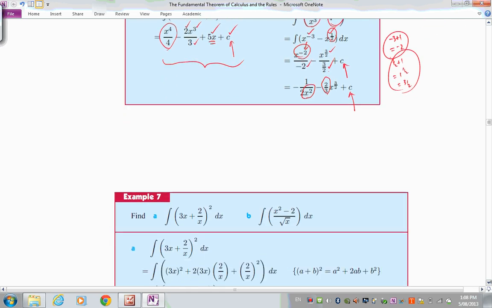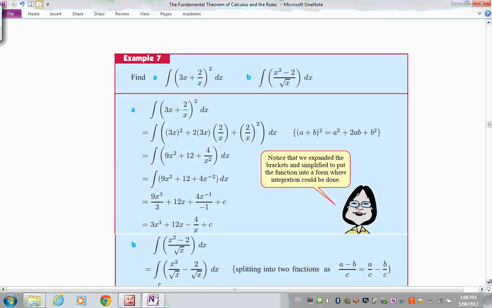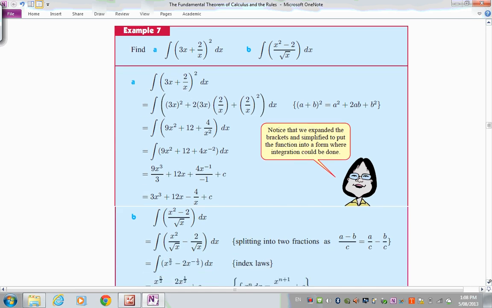Let's come down and have a go. Here's some more. At this stage, with functions like this, we don't know anything about reversing this, so we're going to have to expand it all. First one squared, twice the product, second one squared. Remember the rule: (a plus b) squared is a squared plus 2ab plus b squared. And then we're going to go on. 9x squared plus 12 plus 4x squared. All powers. Done. Then increase the power by 1, divide by the new power.